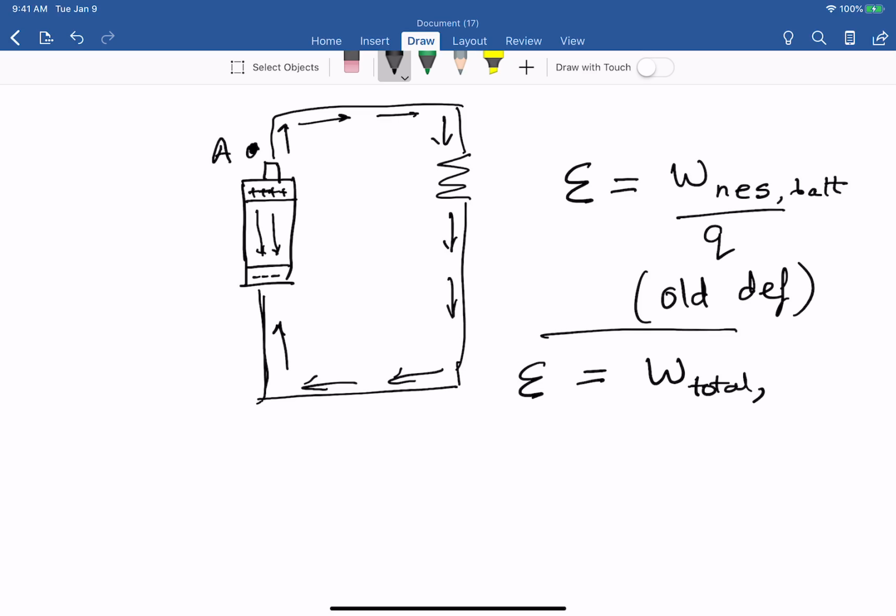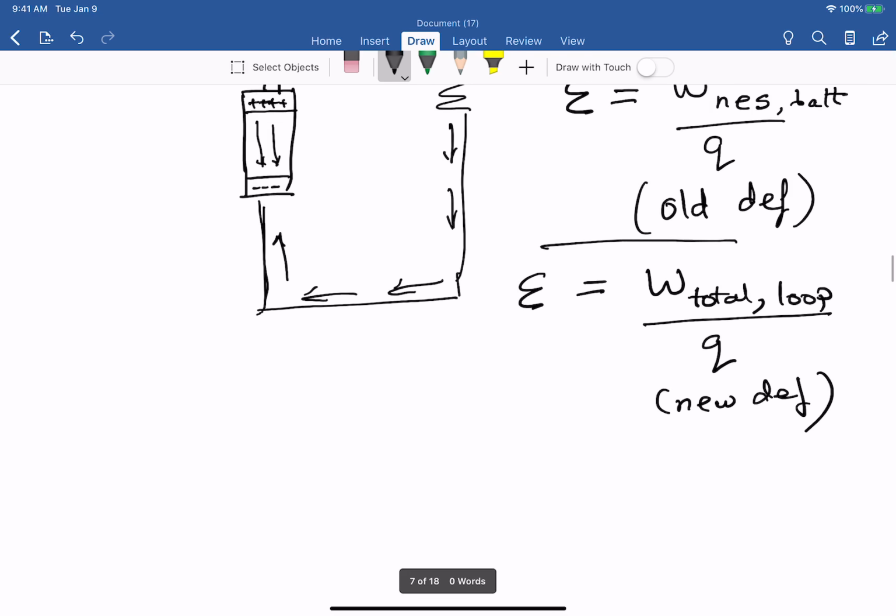So I'm going to write that as loop. And this is the work done per unit charge, so I'm dividing this by Q. This is our new definition of EMF, right? At first you might think that these two definitions sound pretty different, but you can prove that this new definition is equivalent to the old definition. If you think about it a little bit, you can prove it yourself. I'll just demonstrate that for you.